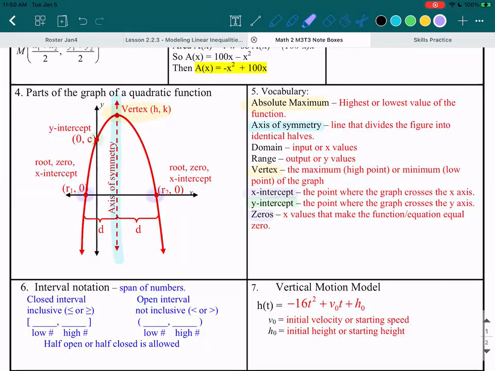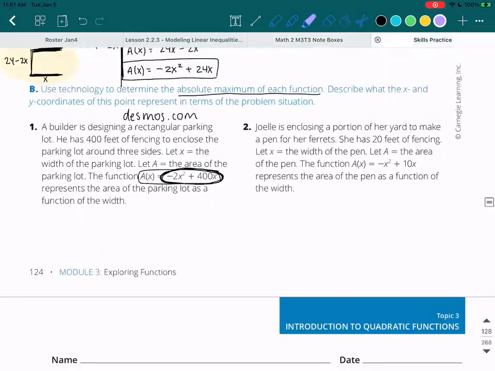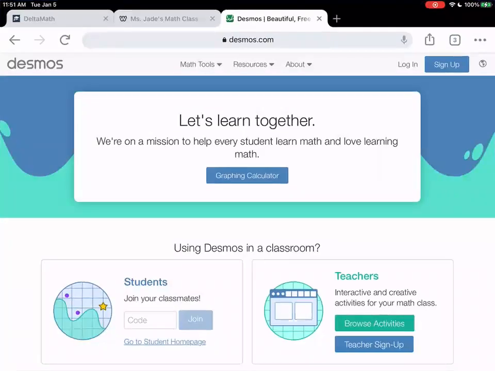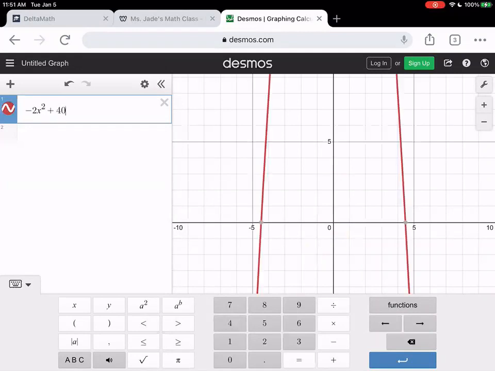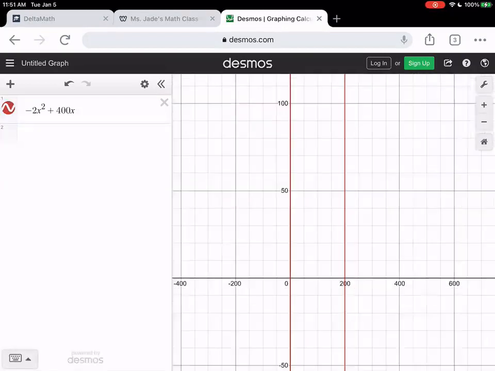So let's go back to our skills practice. We're going to type this equation into desmos.com: negative 2x squared plus 400x. So you go to Desmos, click on the graphing calculator, and I'm going to type negative 2x squared, that is not negative 2, come on, negative 2x squared plus 400x. Okay, and then you can see this straight red line. It should be a parabola, an upside down U shape. So that just means we can't see the whole graph yet. I'm going to zoom out until we can see the whole graph.